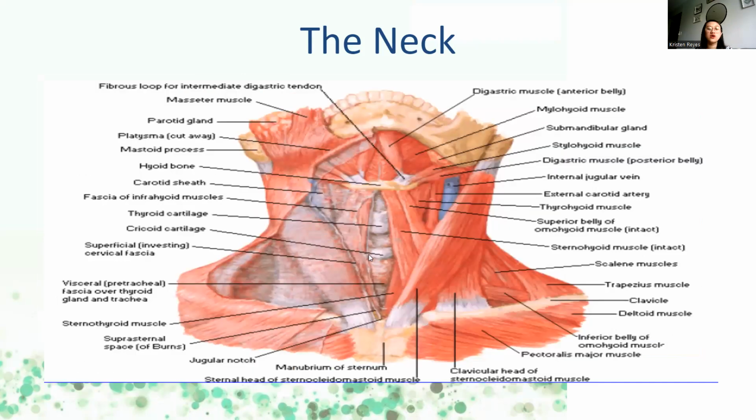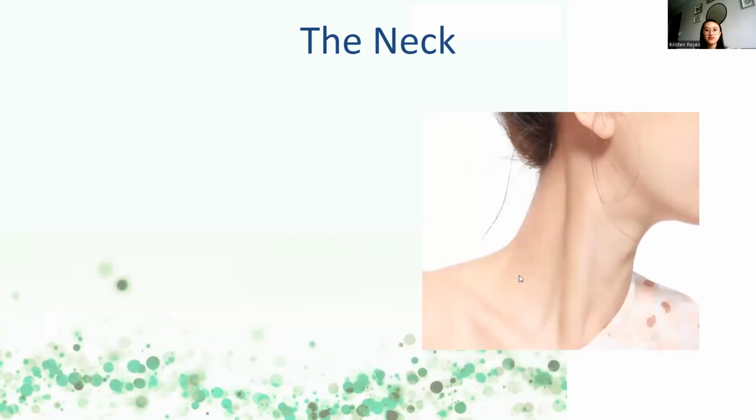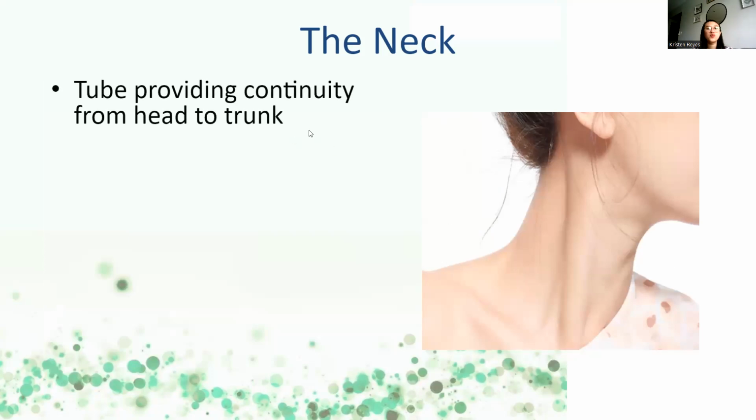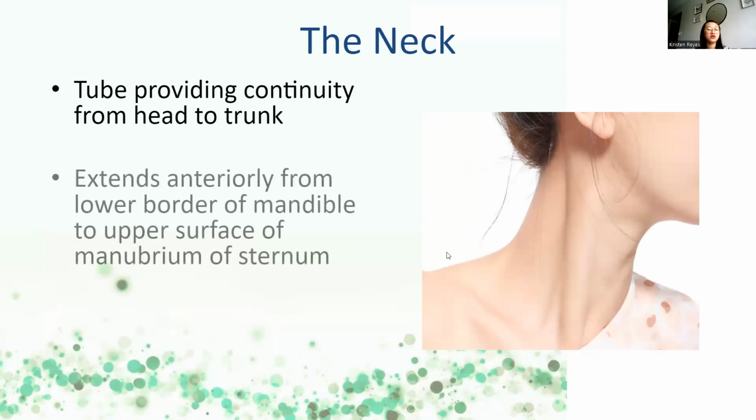So on the other view, other important landmarks of the neck aside from the sternocleidomastoid is your hyoid bone. Okay, and of course your thyroid cartilage, cricoid cartilage, wherein below the cricoid cartilage is your thyroid gland. Okay, so this is the neck tube, providing continuity from head to trunk. Basically, the neck connects your head to your body. Okay, extends anteriorly from lower border of the mandible to upper surface of the manubrium of the sternum.